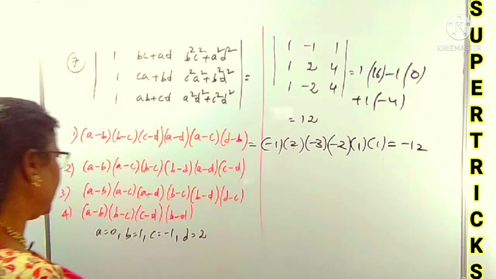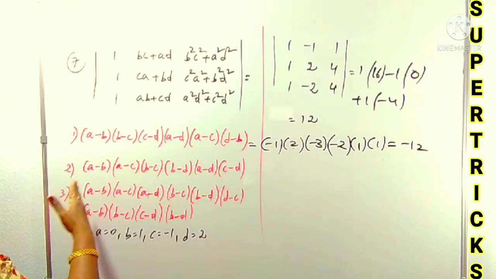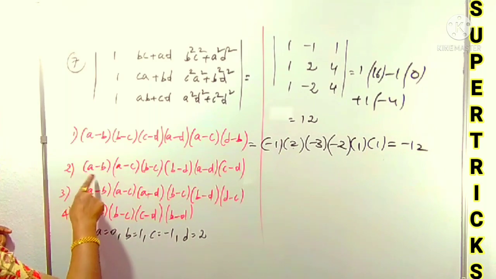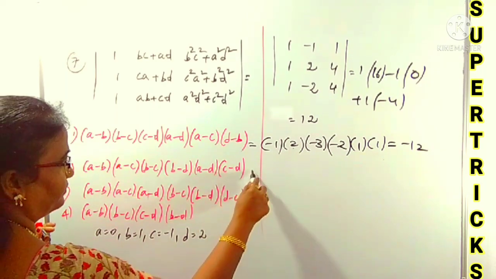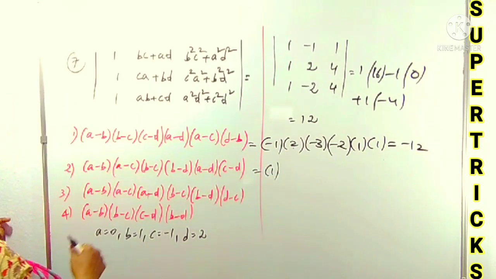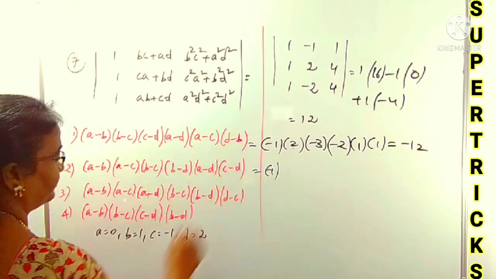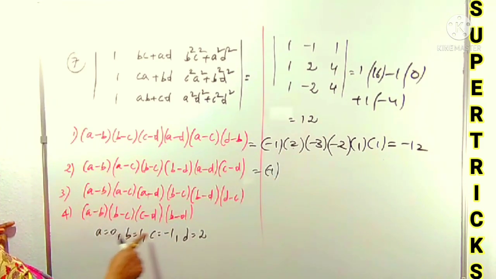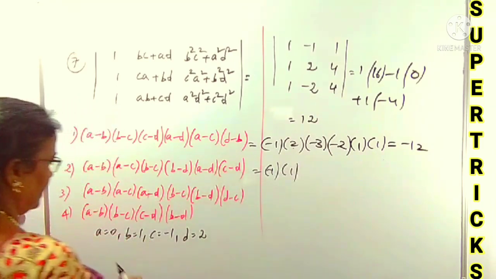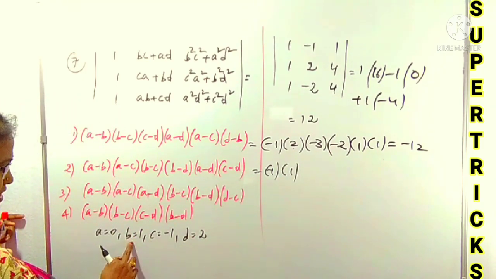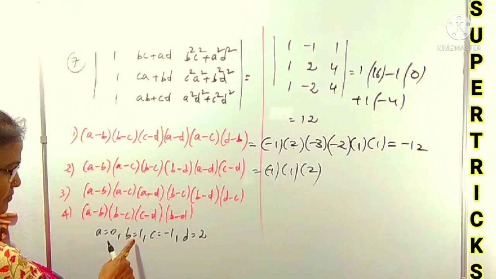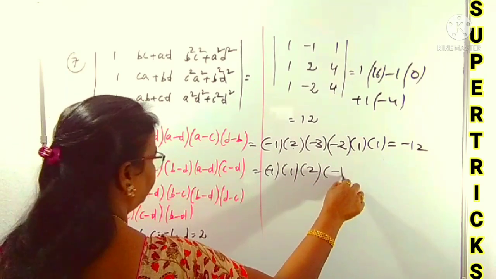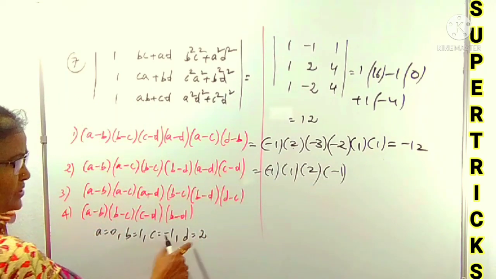Okay, now we can concentrate on the next option. A minus B, 0 minus 1 is minus 1, right? 0 minus 1 is minus 1 here, right? Next, A minus C, 0 minus minus 1 is plus 1. Next, B minus C, 1 plus 1 is 2, right? B minus D, 1 minus 2 is minus 1. A minus D, 0 minus 2 is minus 2.